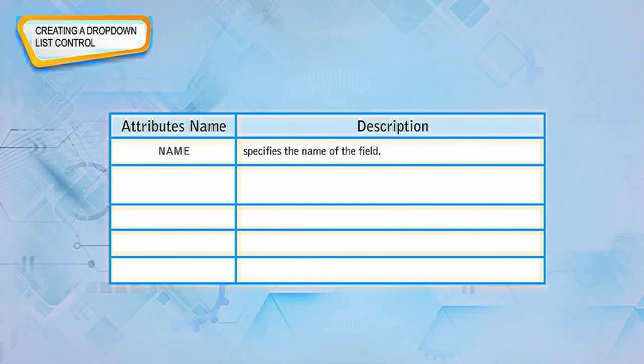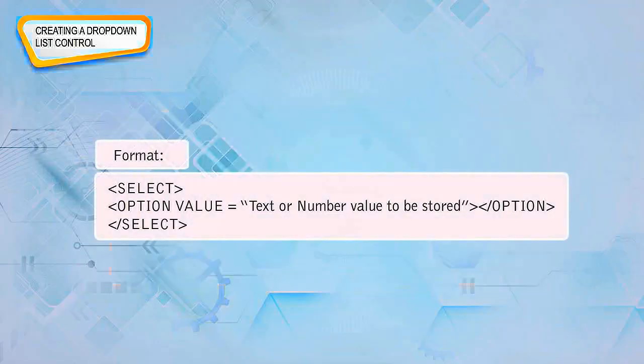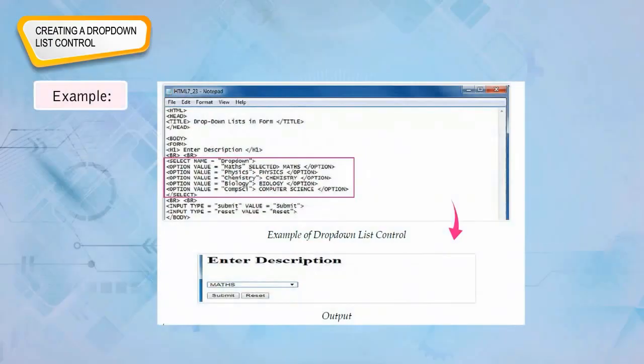Name specifies the name of the field. Size specifies the number of items to be visible when the user clicks on the drop-down box. Multiple allows multiple selections. Value specifies the value of the option. Selected indicates that the option is pre-selected. Format: select, option value is equal to text or number value to be stored, close option tag, close select tag. Example.